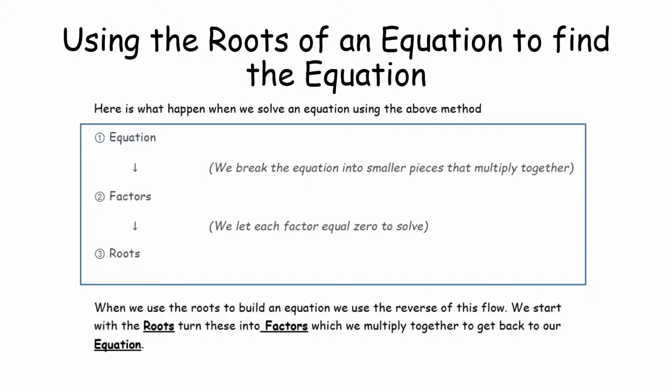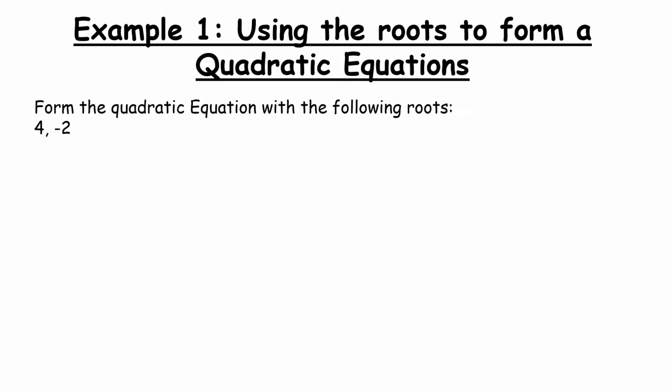So when we use the roots to build the equation, we're going to work backwards. So we start with the roots, we then get the roots into factors, we then get the factors into an equation. So if we let each factor equal 0, the opposite will be true. We're going to rearrange our roots so that it's something equals 0, which will create our factors. And if we were factorizing our equation to get factors, the opposite of factorization is multiplication. So let's see this example in action.